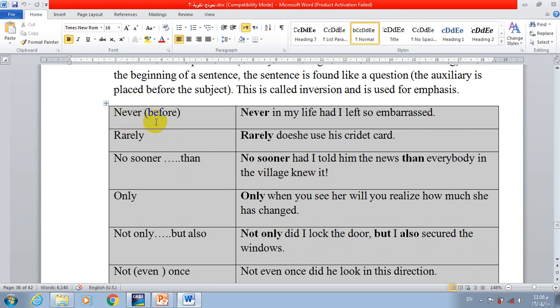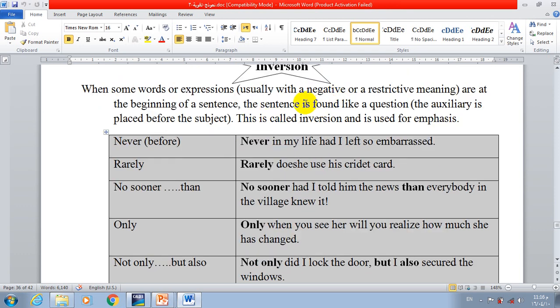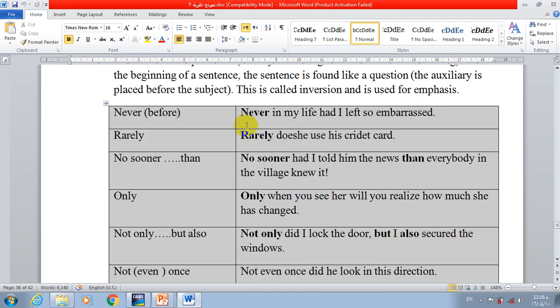Like the word never. When we put the word never at the beginning, like you see, this word is negative or restrictive in meaning. So we put it at the beginning and the sentence is formed like a question, like you see, never in my life had I. Here we don't say I had, but we say had I. Never in my life had I felt so embarrassed.